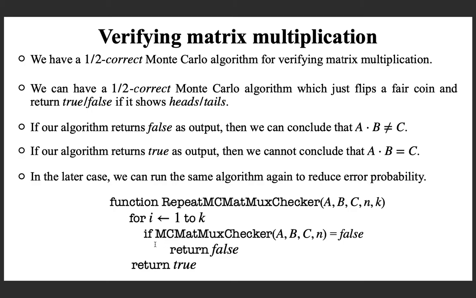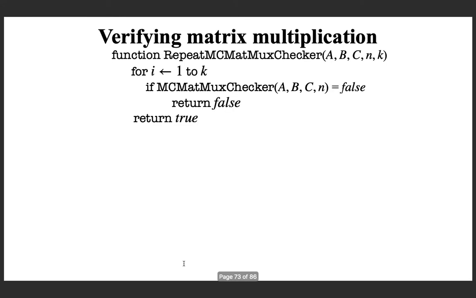Then what you do is you execute the algorithm again. So this is what I am trying to tell. You repeatedly execute that algorithm. From 1 to k, you call the previous algorithm, and if that algorithm returns false, you are sure that C is not equal to the product of A and B, then you return false, otherwise you return true. So now you are getting a new probabilistic algorithm.